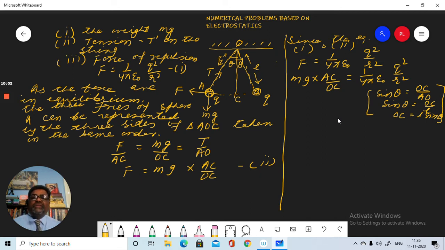Similarly, the distance AC, OC and AC are equal. Therefore, AC equals L sin theta. Substitute the value here, mg into L sin theta upon OC. OC will be L cos theta.